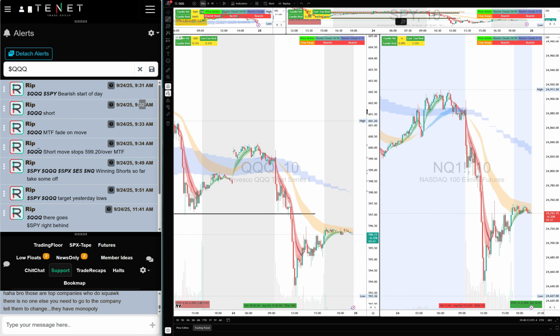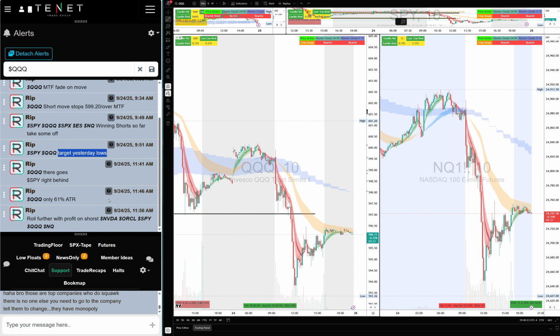Okay, so this was my guidance. As we started to move down, I told the traders to move the stops to 599.20 and hold it, and we will be locking the profits. And then I said target is the yesterday lows. Once we hit the target yesterday lows, I told the traders we have only traded 61% ATR, and I told them to roll further with the profits. And from that we hit all the way to 593.50, 300-400% gains.